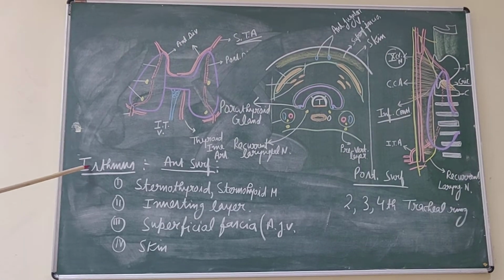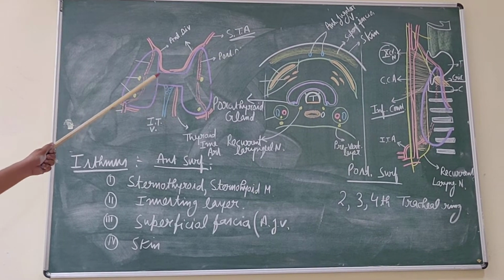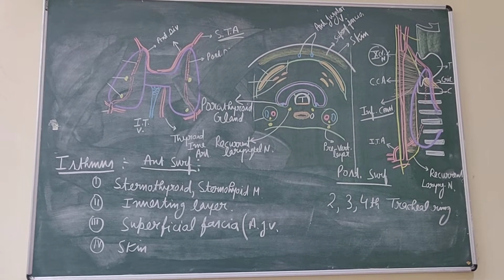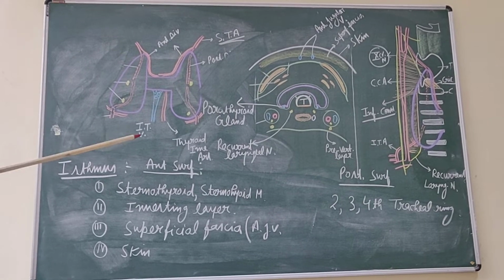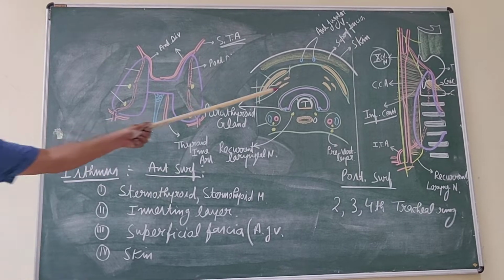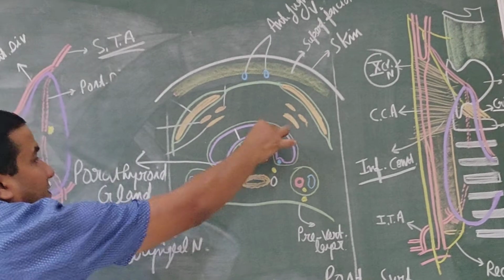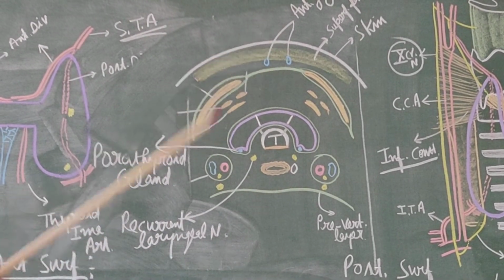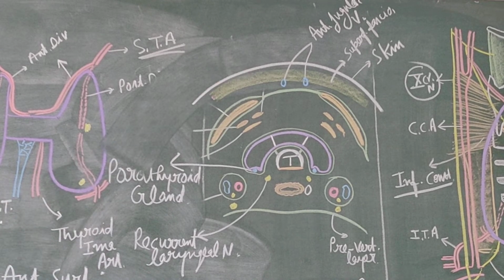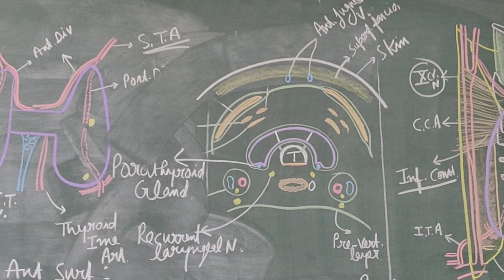Now the isthmus. The isthmus is a quadrangular shaped structure connecting the two lobes of the thyroid gland. It has two surfaces, the anterior surface and the posterior surface. This is the isthmus part. From deep to superficial, it is related with the sternothyroid and the sternohyoid muscles.